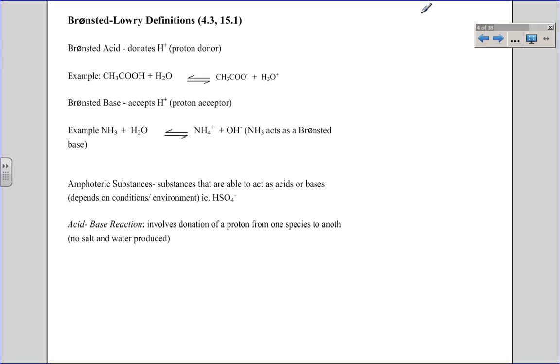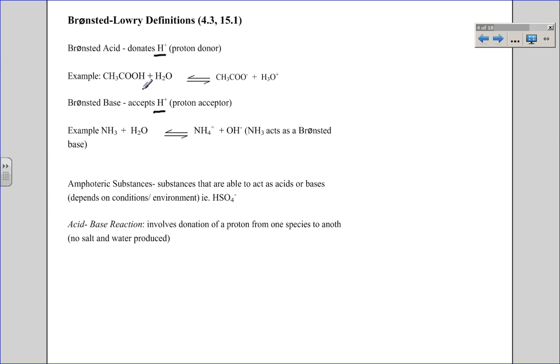And this is why we have the Bronsted-Lowry definition of acids and bases. By Bronsted-Lowry, an acid is a substance that donates protons, so it donates H+. And a base is a substance that accepts H+. Now what you're going to find is that the acids and bases that fit this definition best are organic molecules.